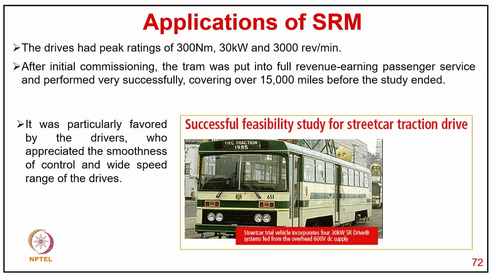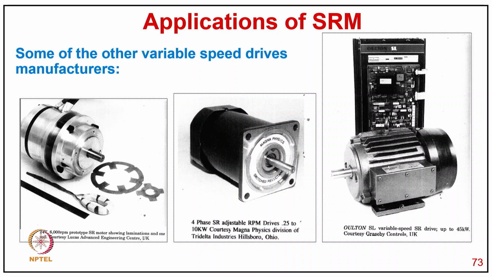And after initial commissioning, the tram was put into full revenue earning passenger service and performed very successfully, covering over 15,000 miles before the study ended. It was particularly favored by the drivers who appreciated the smoothness of the control and wide speed range of the drive. So some of the other variable speed drive manufacturers are typically here: 24 volt 6000 prototype SR showing the elimination, and other courtesy of advanced courtesy UK Center and 4 phase.